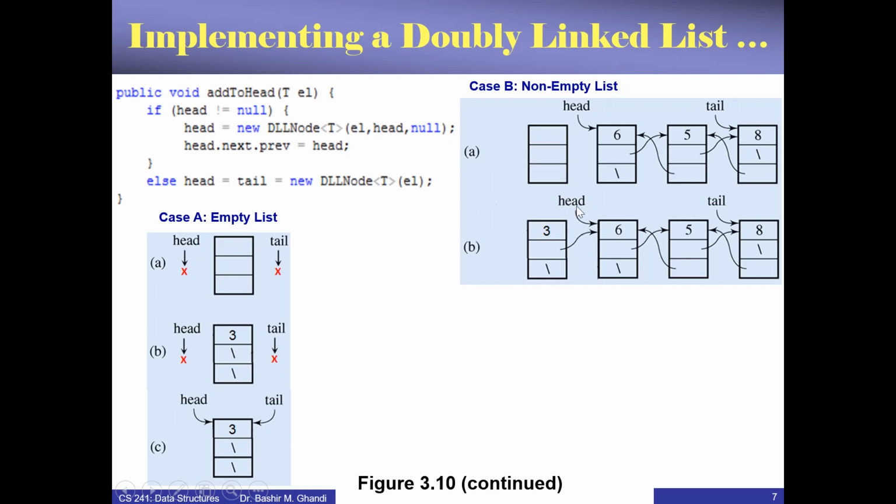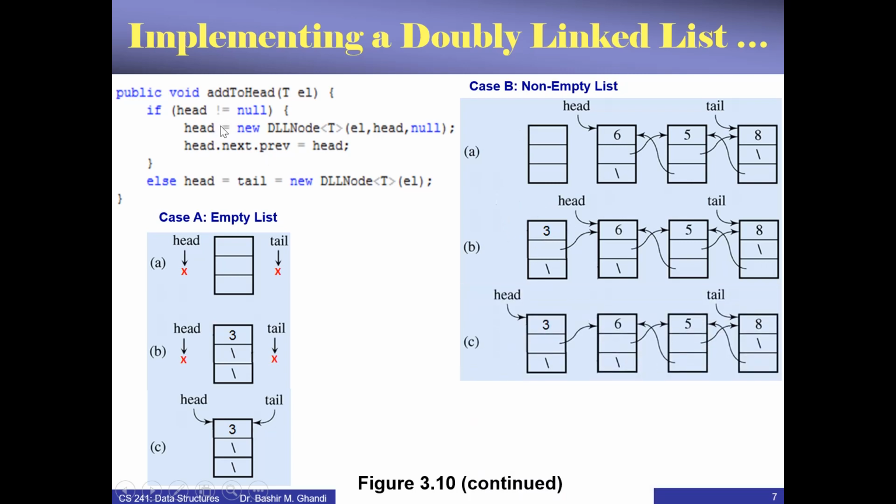See, head right now is containing the address of this node. So we want to change it. Let it be the address of the new node. This is what this assignment is doing. So that is what you have right now. So head is no longer here, it is here, pointing to the new node.